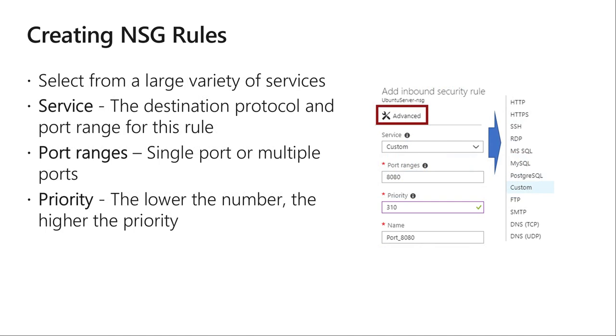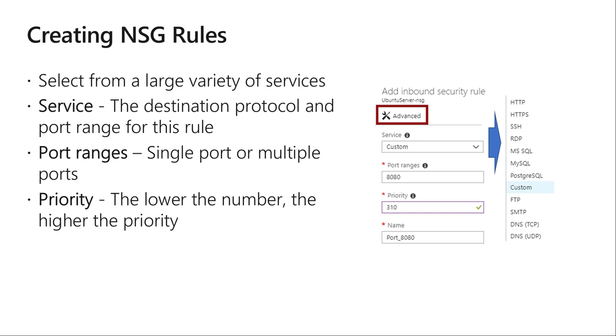And you can create the NSG rules. There are several things you have to know. First, you select the service, you select the port range, and you select the priority. I think that's very familiar from on-prem firewall settings. Services specify the destination protocol and port range for this rule. You can choose predefined ones like HTTPS or SSH, and when you select a service, the port range is automatically completed. You can also choose custom to provide your own port range.